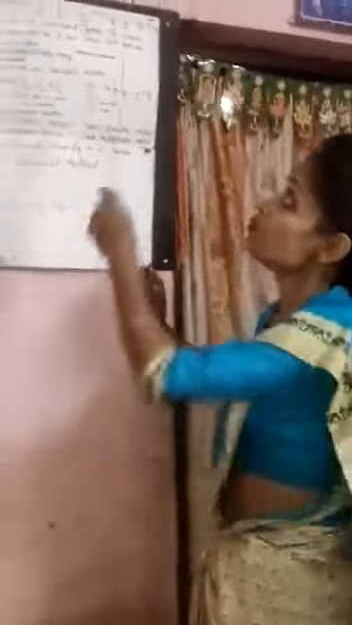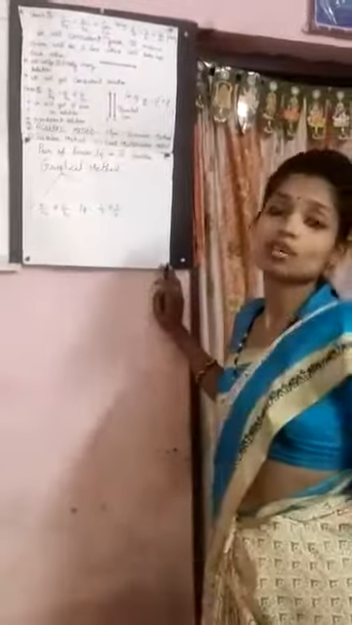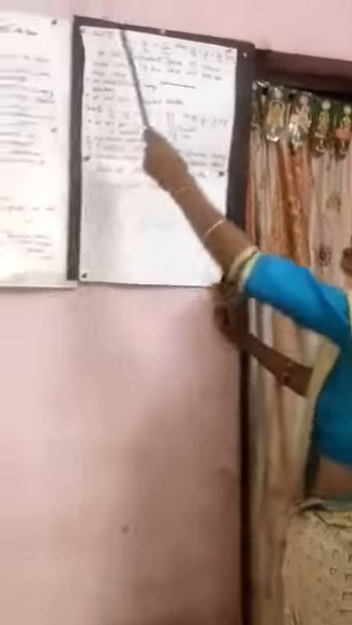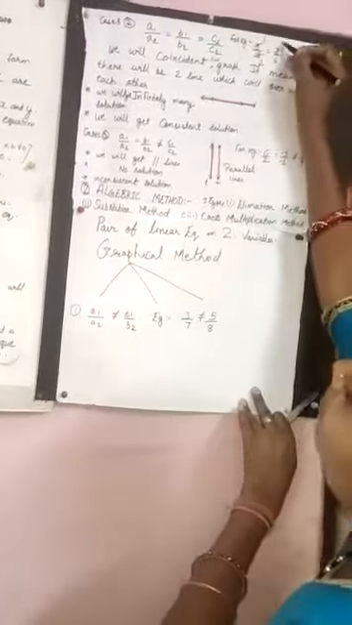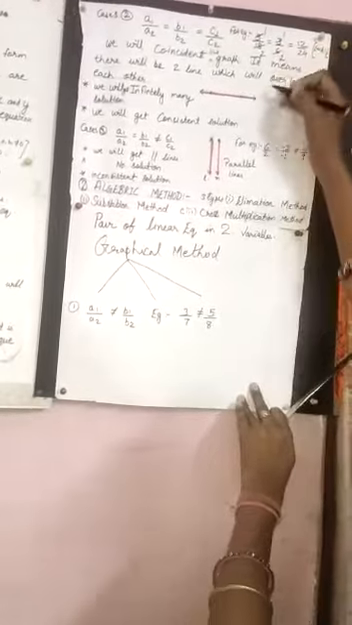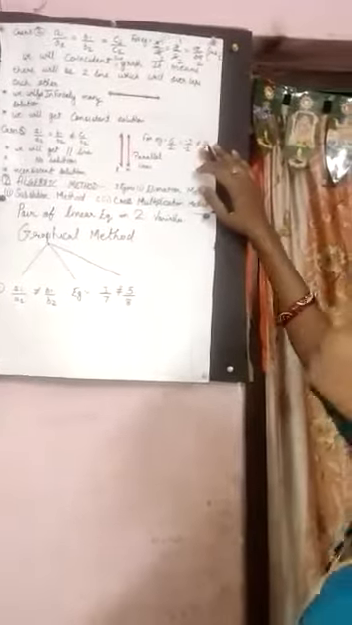Now case number 2. In case number 2, A1 by A2 is equal to B1 by B2, that is equal to C1 by C2. It means that all the values should be equal to each other. How will they be equal? See here. For example, 9 by 18, 3 by 6, 12 by 24. When we cut, 9 ones are 9, 9 twos are 18. What did you get? 1 by 2. 3 ones are 3, 3 twos are 6. Again you got 1 by 2. 12 ones are 12, 12 twos are 24. Again you got 1 by 2.